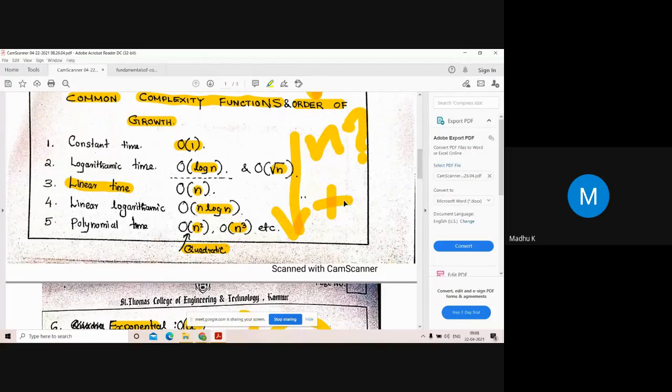Okay, note this. While going down, the time complexity always increases. Just note that point. While going down, the time complexity increases. So now just note this point, and these are the different complexity functions.